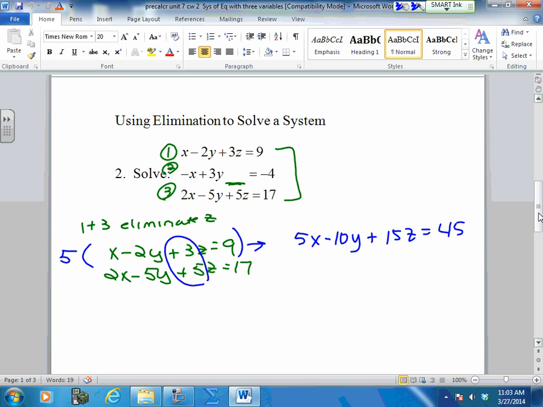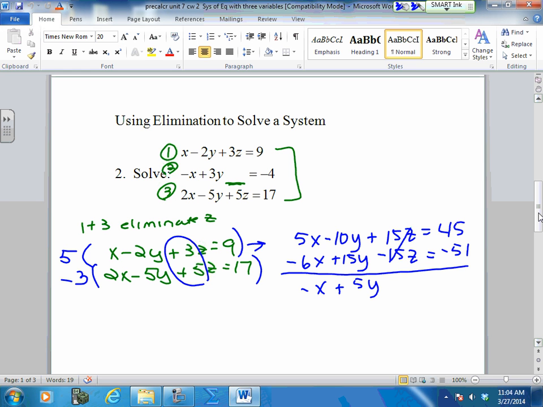What should we multiply the second one by? 3. But if I make it 3, I'll get a positive 15. So -3. Watch that negative sign as you multiply across. A negative times a negative is a positive. Now, we're going to combine these. So this is going to give me -x plus 5y, there go my z's, equals -6.